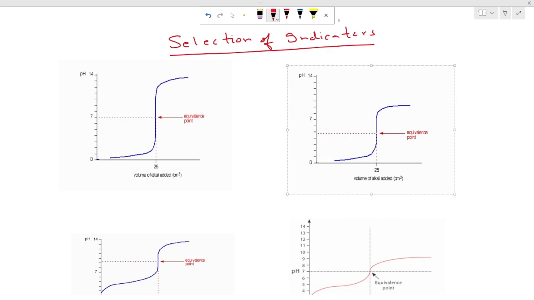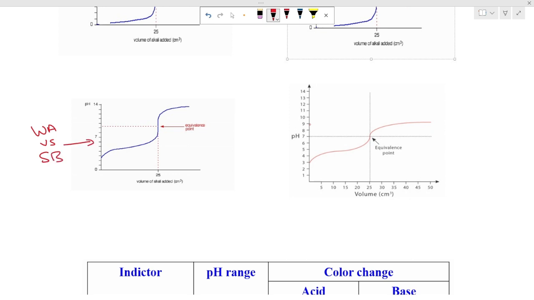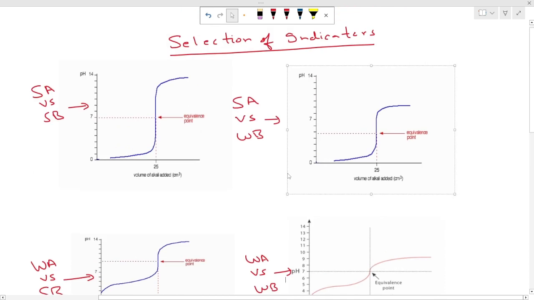So we have four cases which are possible when we are doing acid-base titration. Either we are titrating strong acid with strong base, the graph will be like this, or we are titrating strong acid with weak base, the graph will be like this, or we are titrating weak acid with strong base, graph will be like this, or we are titrating weak acid with weak base, the graph will be like this. So all the four cases we will learn now one by one.